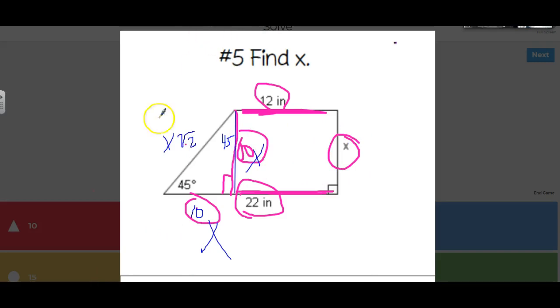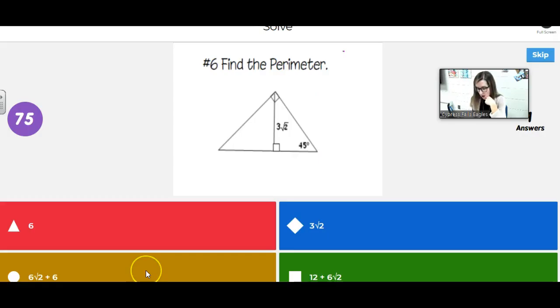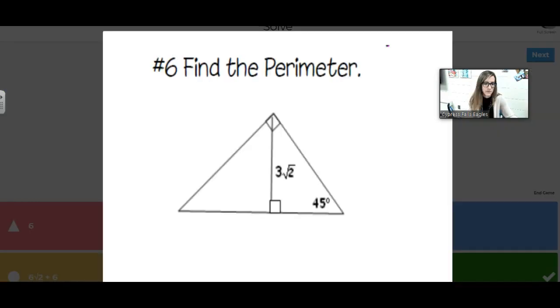Okay, clear your annotations, please. Oh, at your school. I was like, my Kahoot music really isn't that loud. Let's make sure we understand how to do this one.